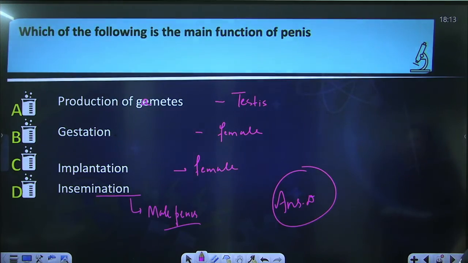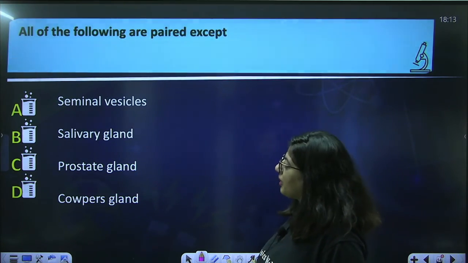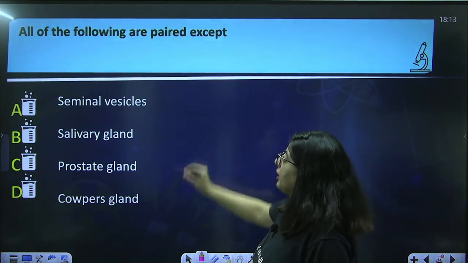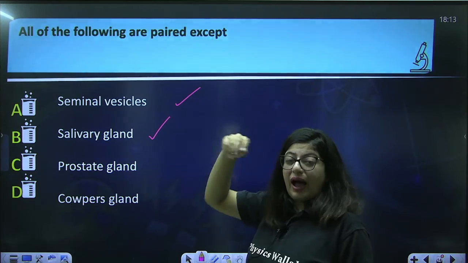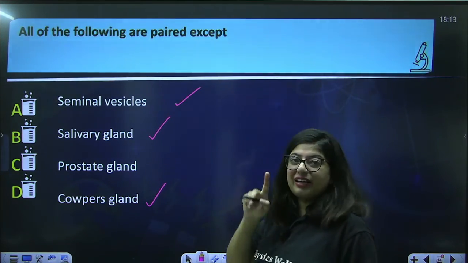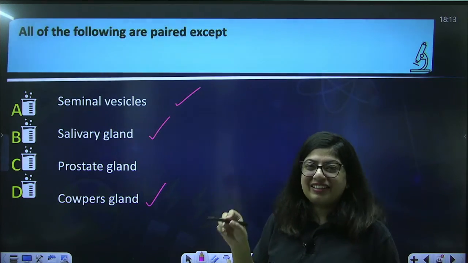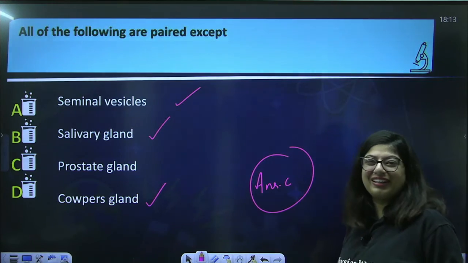Okay, next. All of the following are paired except seminal vesicle, salivary gland, prostate and Cowper's. This is paired, these are also paired guys. You will study, or you have already studied, the salivary glands in the digestive system. Cowper's is also paired, but the prostate is single. The prostate gland is a single gland in NCERT. So the answer is C. So here the monotony has been broken, right?